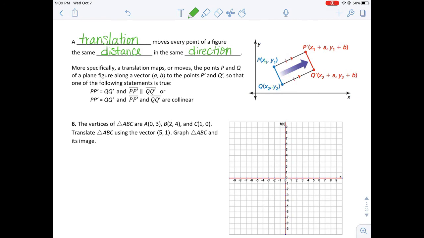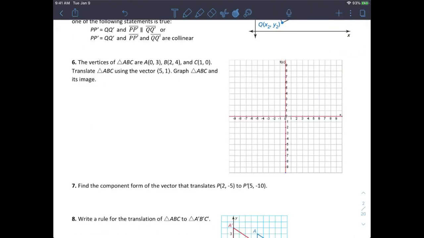Okay, so let's practice a translation together. I think there's a lot of scary vocab words when really doing a translation, performing one is much easier. All right, let's look at number 6 here to practice translating a figure. Number 6 says the vertices of triangle ABC are A(0, 3), B(2, 4), and C(1, 0). So those are the points of our original triangle. And we're going to translate it using the vector <5, 1>. We'll graph both triangle ABC, our pre-image, and its image, the translated figure.